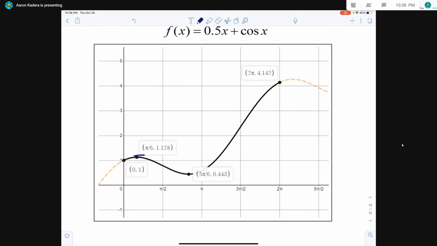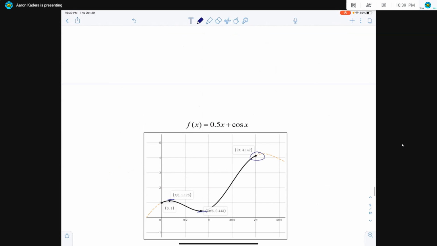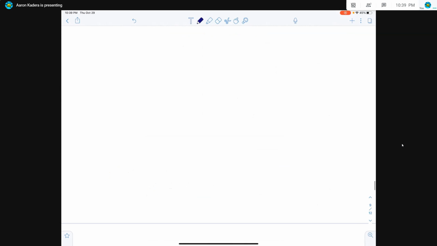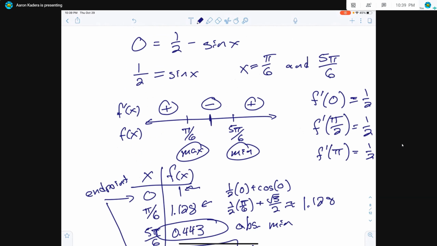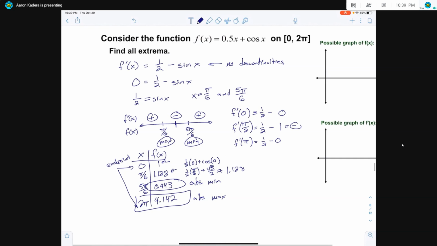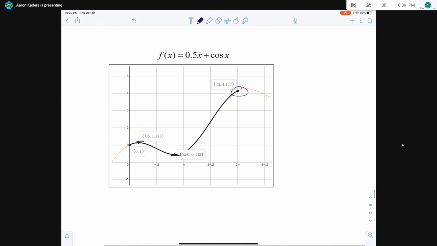Well, that's our relative max. We got our absolute min, and then we have our absolute max up there. Cool. Everything that we did checks out. So we said minimum at 5 pi over 6 and maximum at pi over 6, right? That's true. So check out that chart right there. We said that. We could have stated it more formally, but I'd say we're good to go. We're going to move on.